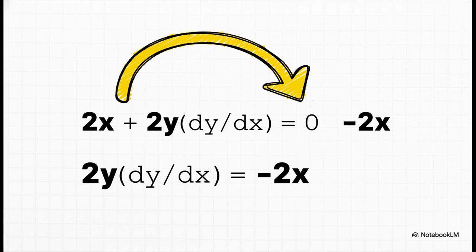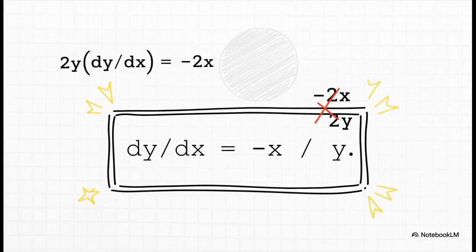Seriously, everything from here on out is just shuffling terms around. To get the dy/dx term by itself, we'll just subtract 2x from both sides. And for the final step, we just divide by 2y to solve for dy/dx. The 2's cancel out and look at that. dy/dx equals negative x over y. Isn't that beautiful? Instead of two complicated square root functions, we have one simple, elegant formula that gives us the slope at any point on the circle.